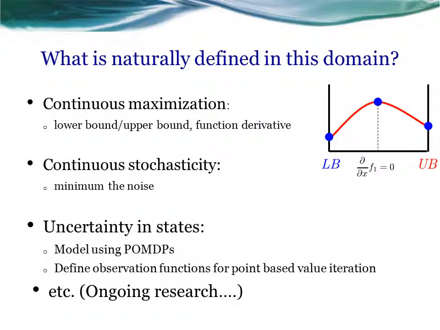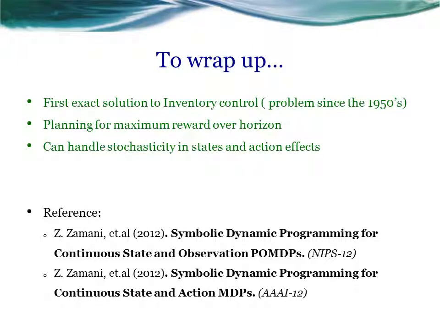So what can naturally be done in our domain? Well, to wrap it up, we define the first exact solution to many problems, such as the inventory control, which has not been solved since the 1950s. And we plan to achieve the maximum reward, which is the main goal of this planning system. And we can also handle all sorts of uncertainty and stochasticity in states and action effects.